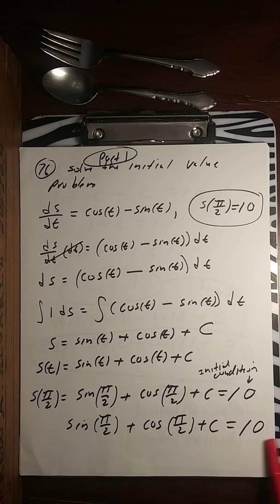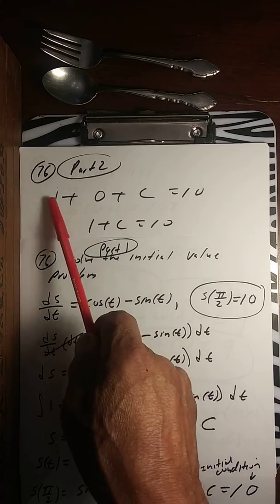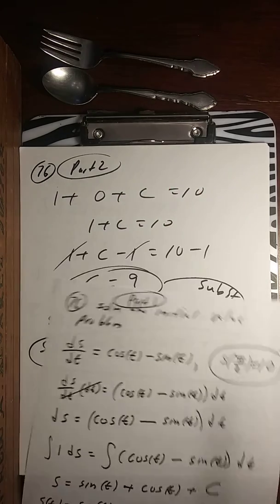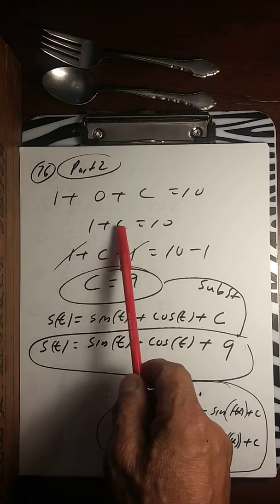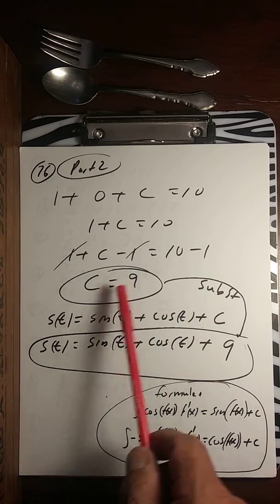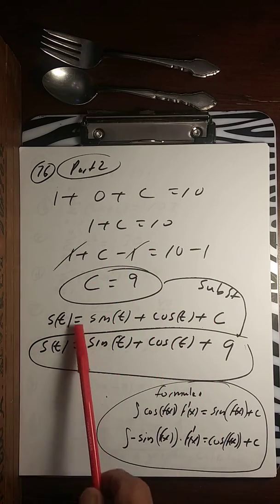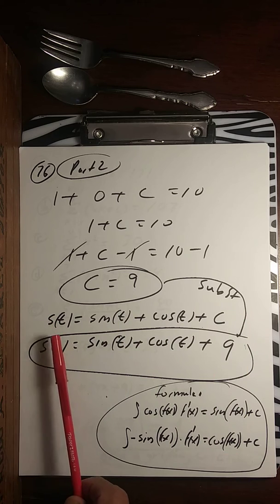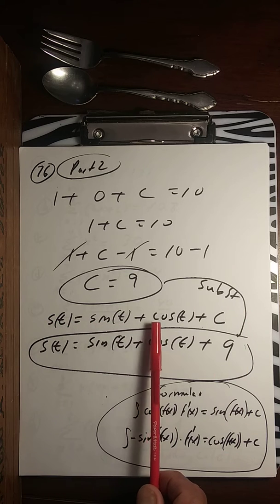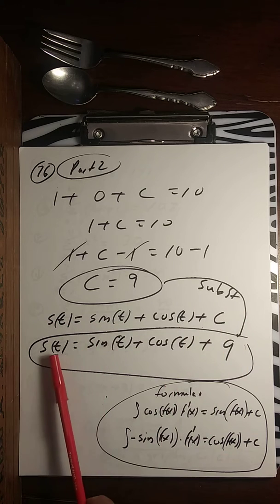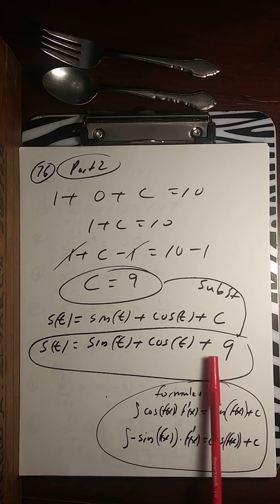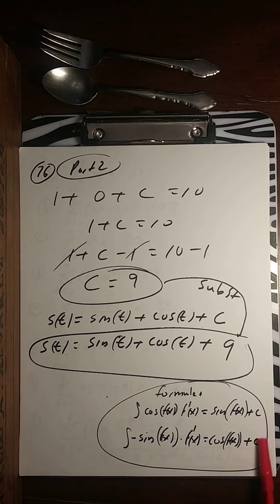So now this is going to give us 1 plus 0 plus c equals that. So 1 plus c equals that. Minus 1, c equals 9. So now that means that this problem right here, s of t equals sine of that, cosine of that, is now going to be sine of t, cosine of t plus 9. And we use these two formulas, the integral of cosine, the integral of negative sine.